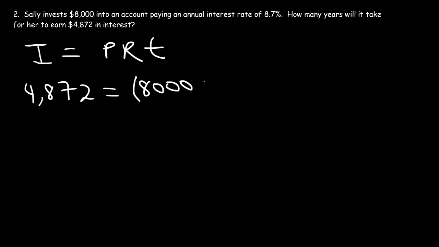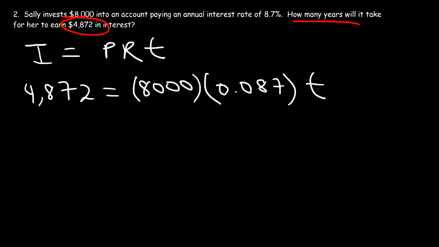That's P. R is the interest rate. So if we take 8.7 and divide it by 100, R is 0.087. That's the decimal equivalent of 8.7%. Our goal is to find T. We need to find the value of T in this problem because we're looking for how many years it's going to take her to earn this level of interest. So the first thing we need to do is multiply 8,000 by 0.087, which is 696.